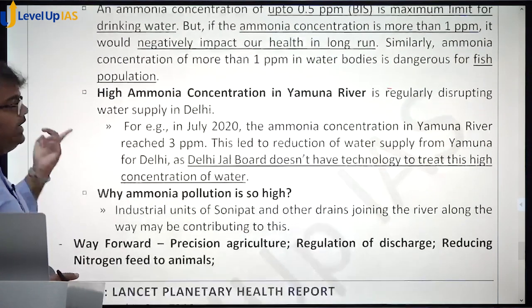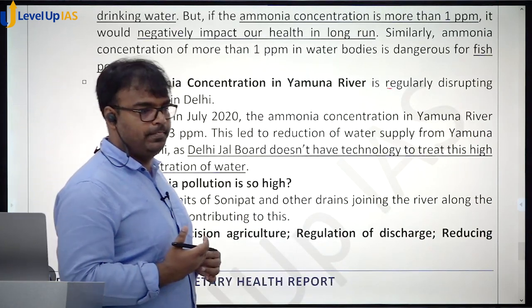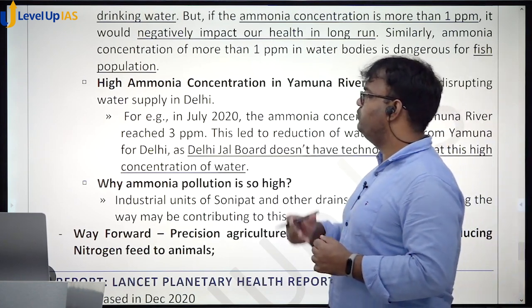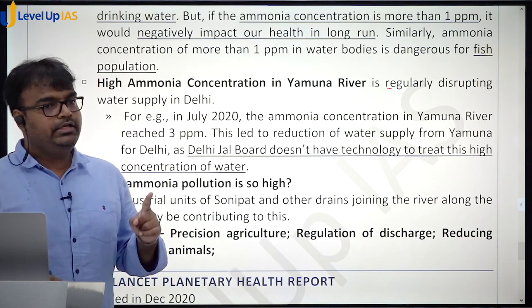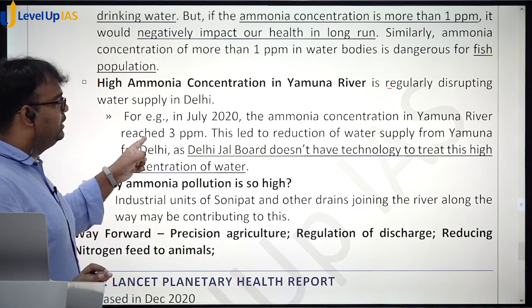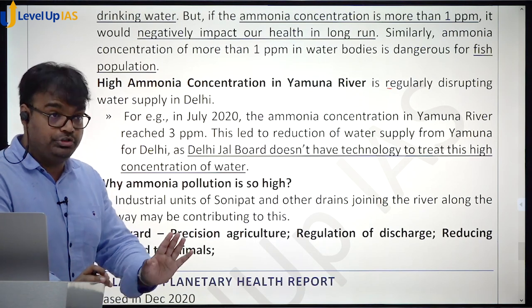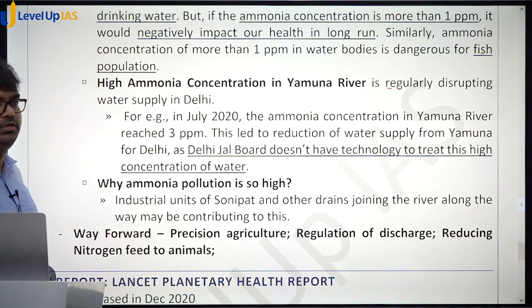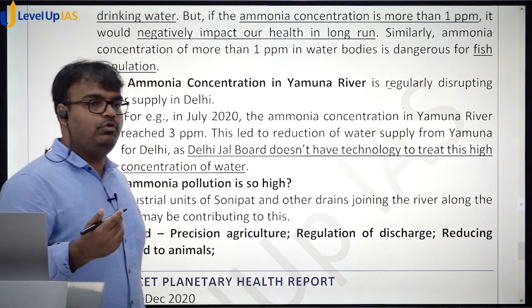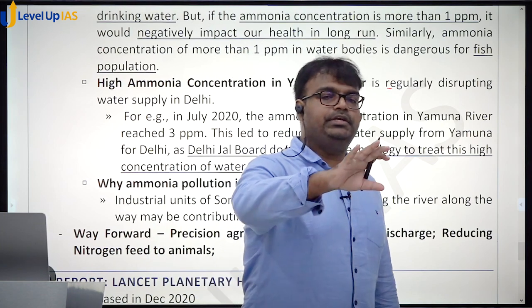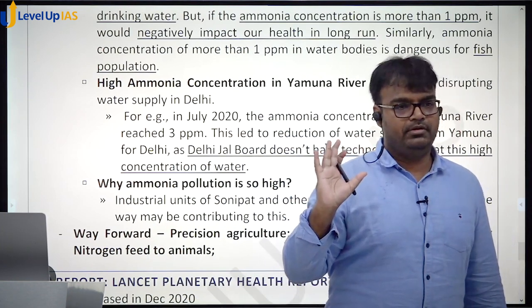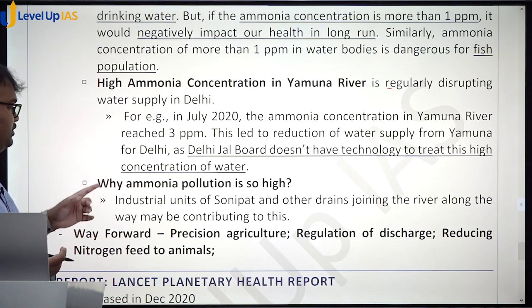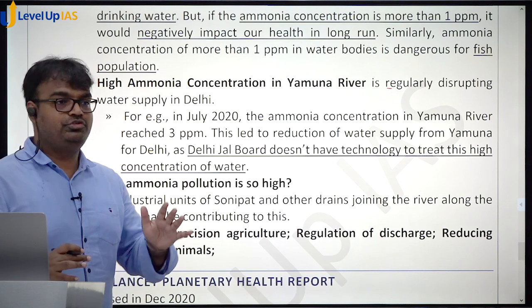Now in Delhi, in Yamuna River, high concentration of ammonia has been disrupting the water supply. For example, in July 2020, ammonia in Yamuna had reached 3 ppm. What is the acceptable limit? 0.5 ppm. It had reached 3 ppm. Now Delhi Jal Board does not have a technology which can treat water which has ammonia of up to 3 ppm. It can treat ammonia up to 0.9 ppm. But if it goes beyond 0.9 ppm, Delhi Jal Board cannot treat that water. Now in this situation, what happens? In this situation, they have to stop using that.